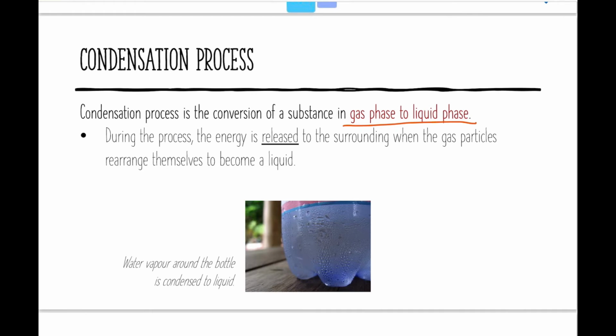In example, water vapor around the bottle of the chilled drink is condensed to liquid. Gas from the surrounding turns to liquid, and it shows on the bottle containing the chilled liquid.